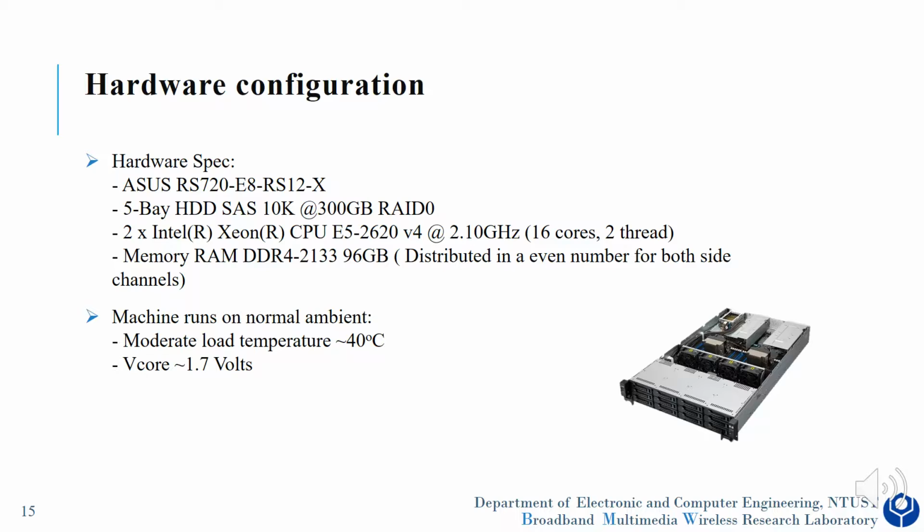So in each memory bank, we have 48 GB, and also 48 GB for the other memory bank. This machine runs in ambient temperature around 40 degrees Celsius and voltage 1.7 volts. That indicates hardware is in normal condition and no overclock is implemented. Therefore, any abnormal condition that might appear when we run the system will be less likely because of hardware problems.